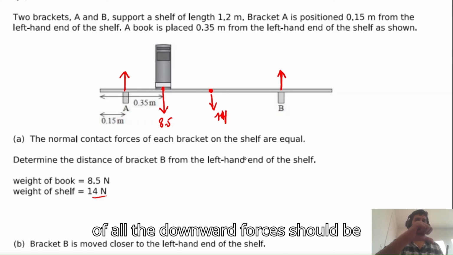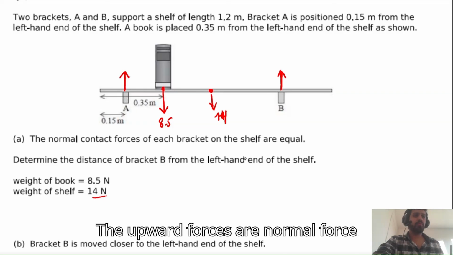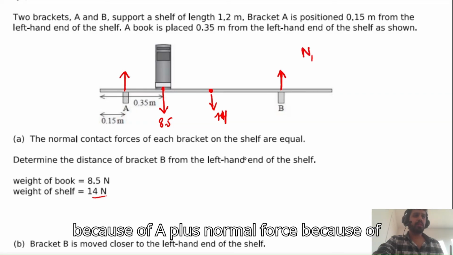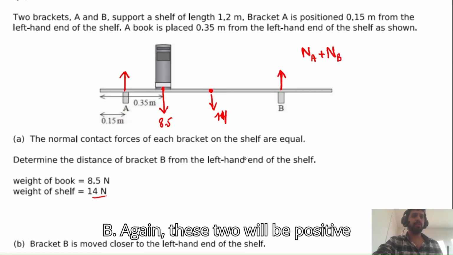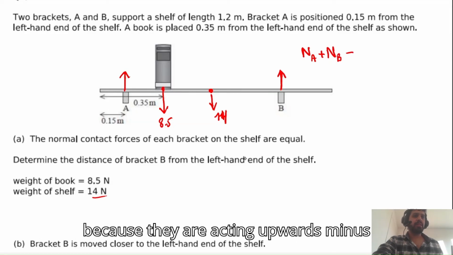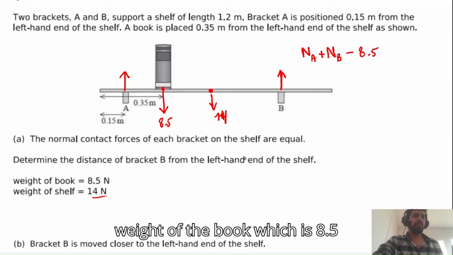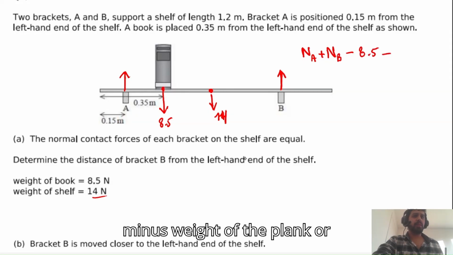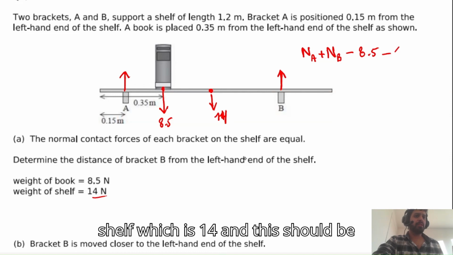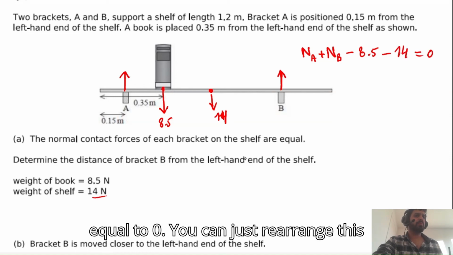Sum of all the downward forces should be equal to sum of all the upward forces. The upward forces are normal force because of A plus normal force because of B. Again, these two will be positive because they are acting upwards, minus weight of the book, which is 8.5, minus weight of the plank or shelf, which is 14, and this should be equal to 0.